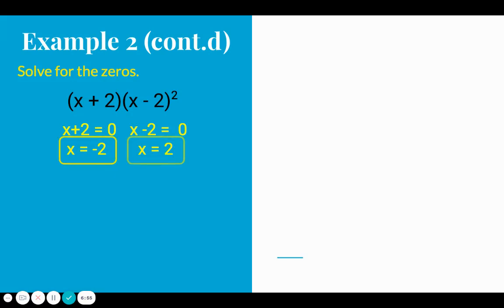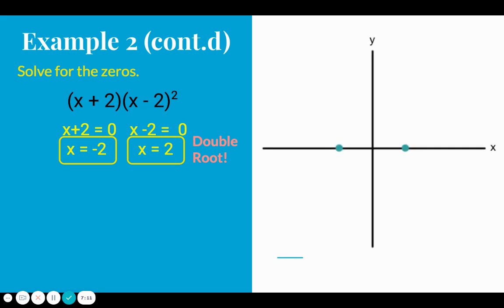So we have 2 zeros, or so it seems. Remember that x minus 2 was squared, which means that 2 is a double root. So technically, we have 3 zeros. So we'll take our zeros and we'll put them on the graph.